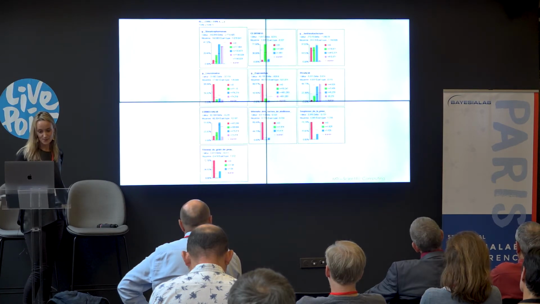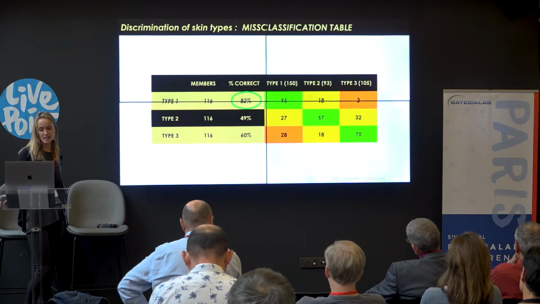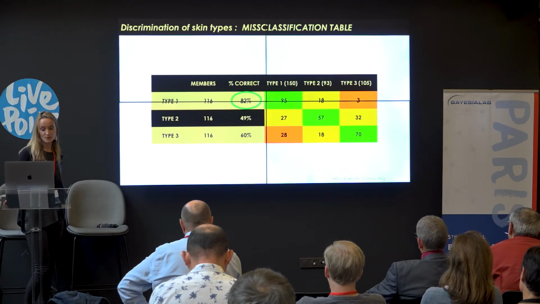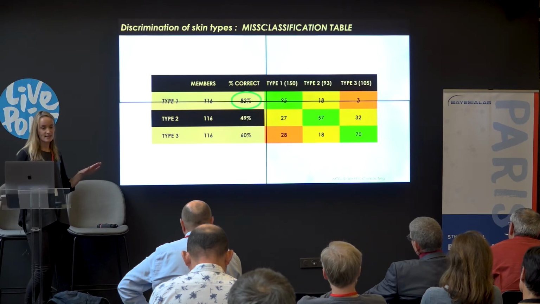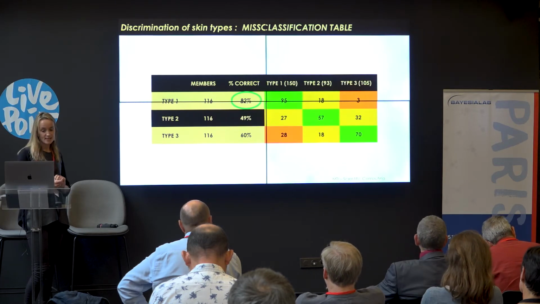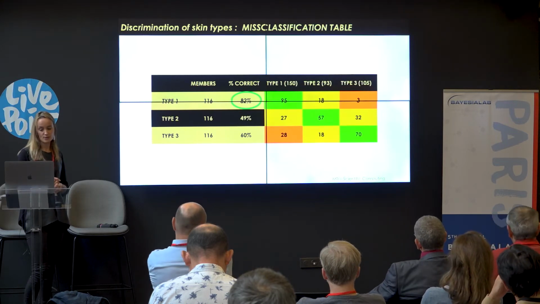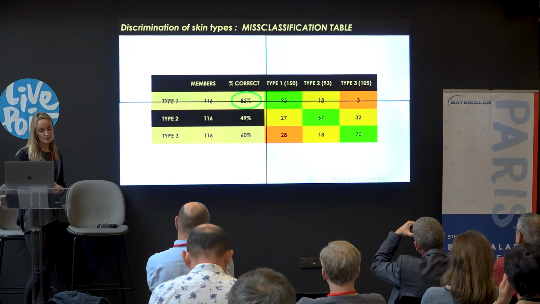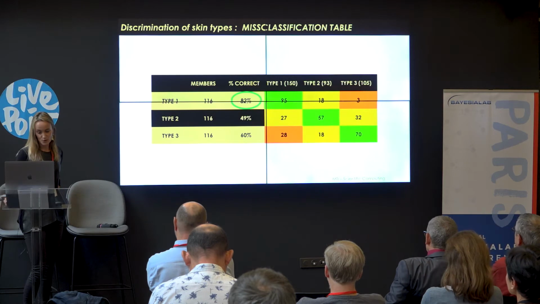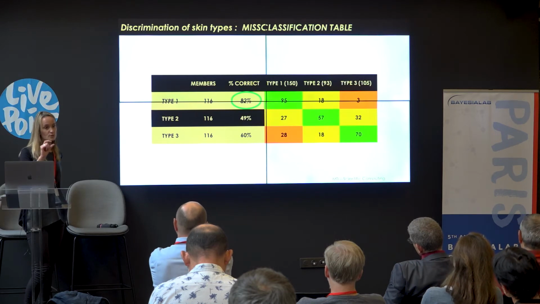So just to look at the prediction power, here is the misclassification table after cross validation. We have only 90 people, so it was hard to make a learning set and a test set, so we decided to perform cross validation. And as you can see, type 1 is quite well predicted with 82% well classified, but types 2 and 3 are less well classified, but perhaps it's about the small difference between those two types.